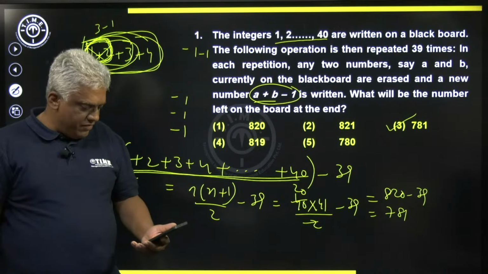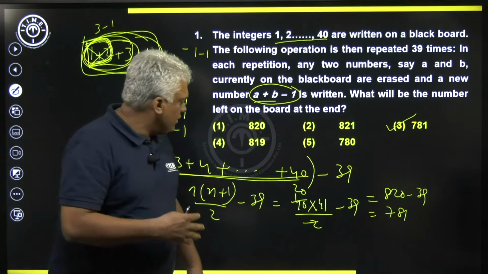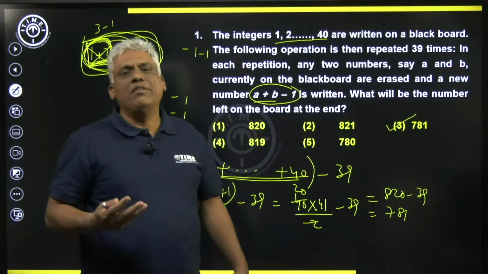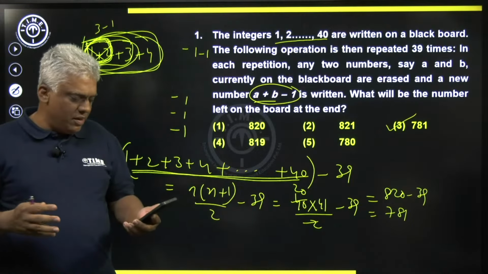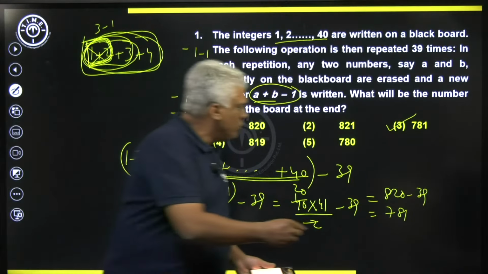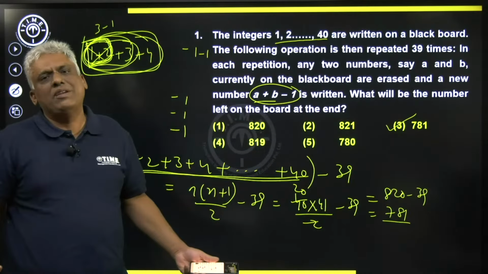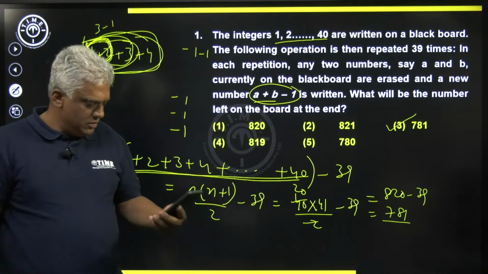Someone asked about the average. There will be only one number left at the end. Are you asking the average of the final number? Then that number itself is the average, because only one number will be there ultimately. So the average will be 781 only. There's only one number, right?